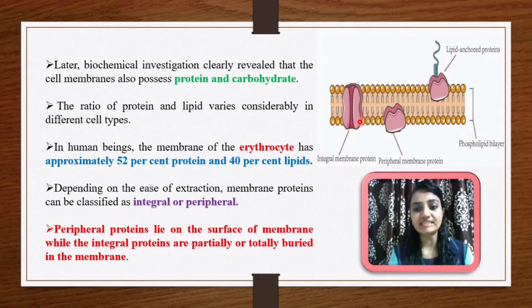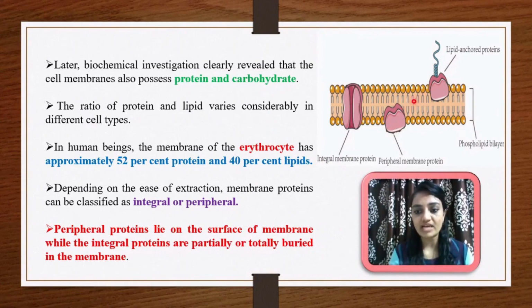Here you can see clearly in the diagram, this is the lipid membrane. And here you can see this molecule of a protein is embedded throughout the lipid membrane. That's why, if the protein is embedded throughout, it is called an integral membrane protein. And if this protein is not embedded throughout, then it is called a peripheral protein.